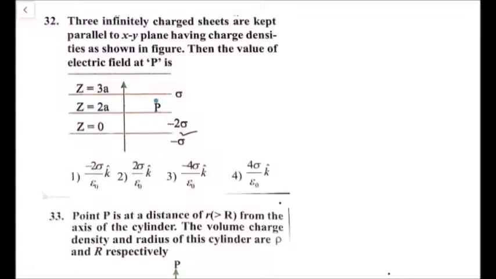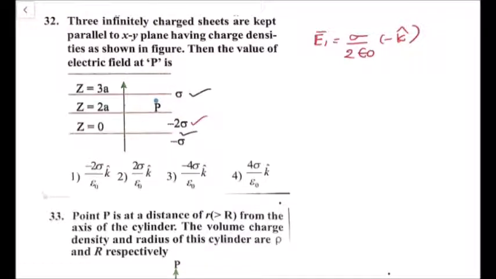In question number 32, three infinitely charged sheets are kept parallel to the xy plane having charge densities as shown in the figure. Then the value of electric field at P. For example, due to the surface charge density sigma, the intensity of electric field will be in the downward direction. So E1 bar is equal to sigma by 2 epsilon naught, downward direction, nothing but minus k cap, and due to the minus 2 sigma, the direction of electric field is again the same direction.